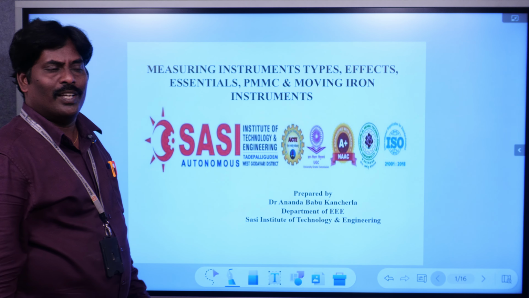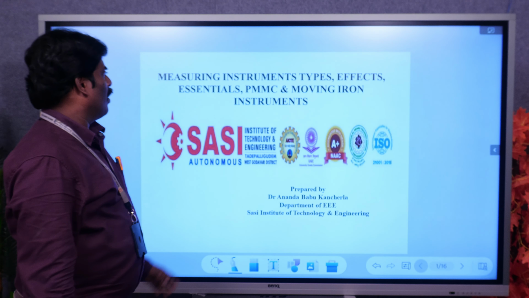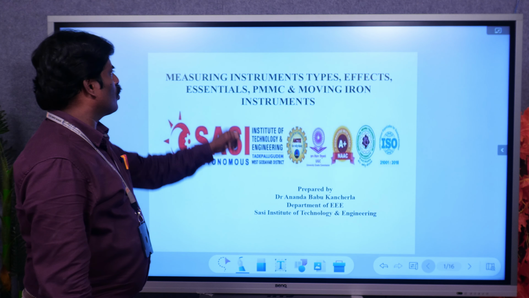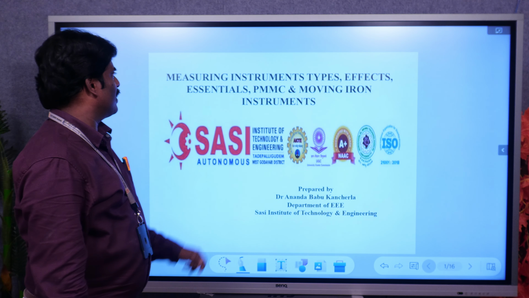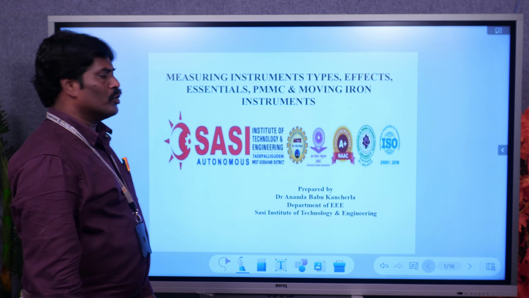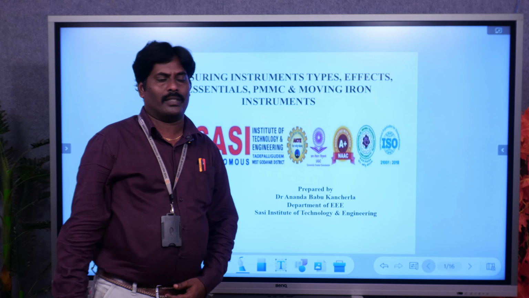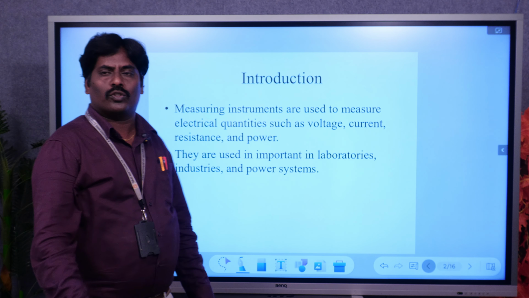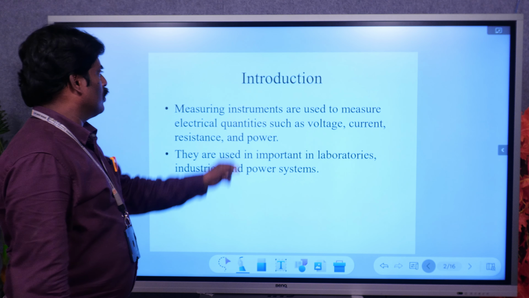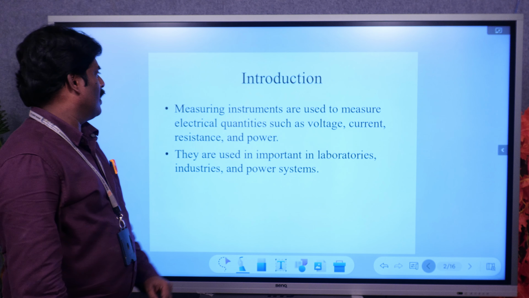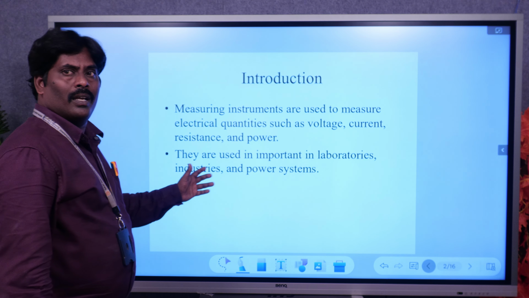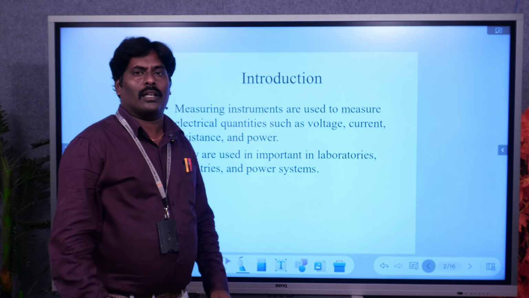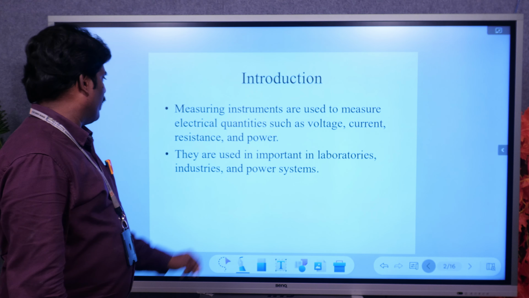Anand Babu Kancharla. Today I want to discuss the B.Tech subject, measuring instruments: types, effects, essentials, PMMC and moving iron instruments. Those topics we will discuss today. So first of all, coming to the introduction, what are measuring instruments? Measuring instruments are used to measure electrical quantities such as voltage, current, power, resistance, etc. Those instruments are called measuring instruments.